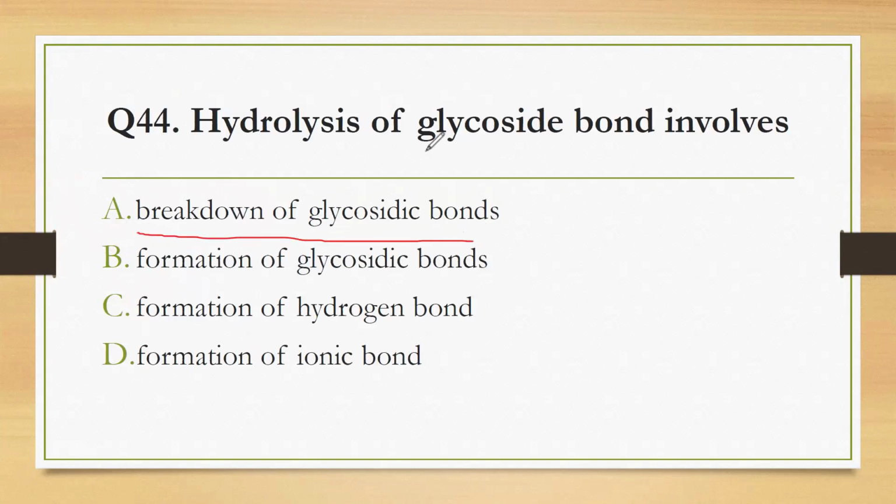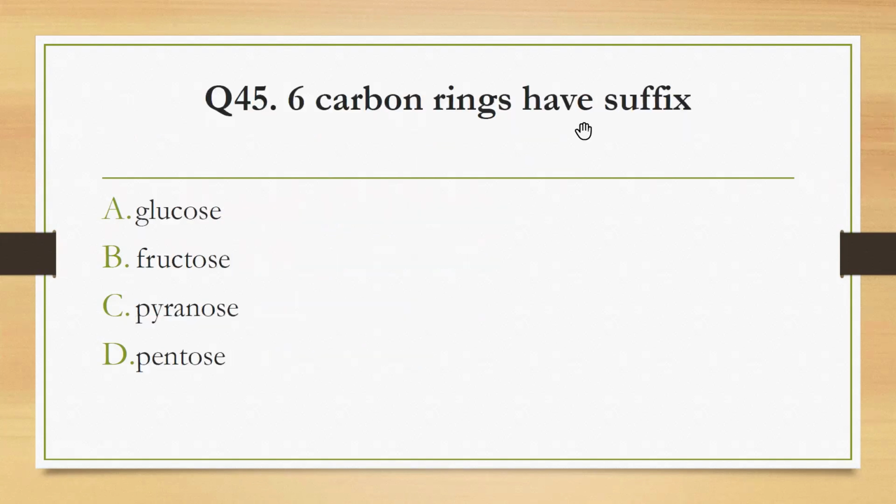To hydrolyze glycosidic bonds, you need to break the glycosidic bond, because this is the bond that formed them. To hydrolyze them into individual monosaccharides, you need to break down the glycosidic bonds. And then, the six-carbon rings have a suffix called glucose, fructose, furanose, or pentose. The answer is furanose.